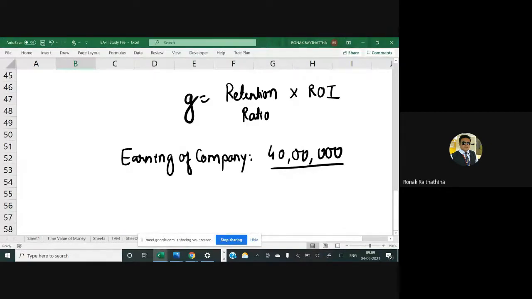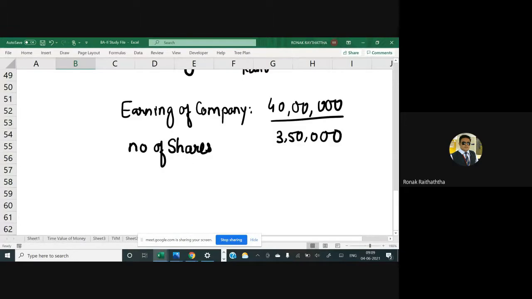40 lakhs divided by the number of shares, so you get the EPS, right? So I'm just writing the number of shares as well, 3,50,000. So we get the earning per share. Let me use the full form. So earning per share is 40 lakhs divided by 3,50,000, how much?